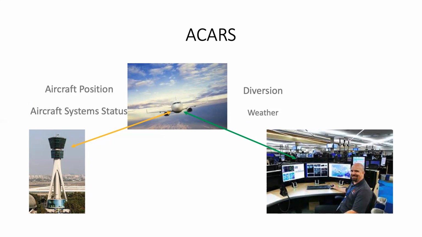So we'll see the flight operations talking to the ground service agents, for example. And so the ACARS sends data such as aircraft position, aircraft system status, or any failures that have occurred, along with weather related information or diversion information if that's required.